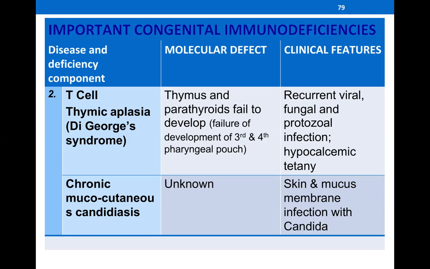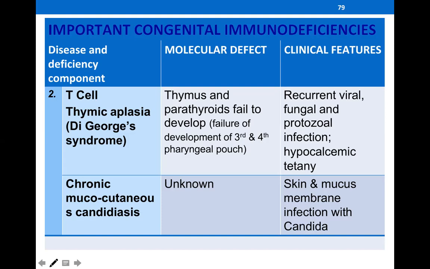Clinical features would include recurrent viral, fungal, protozoal infection. And if you have an underdeveloped parathyroid, as you all know, parathyroid is important in the balance of calcium in our serum or in our body, thus producing hypocalcemic tetany. So, meaning, you have a decreased calcium level in your blood producing tetany.